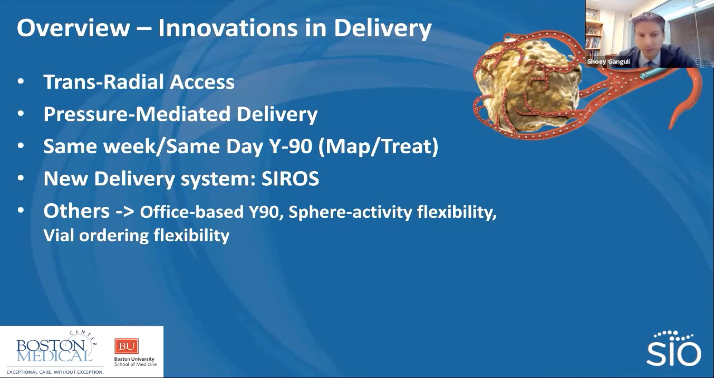And we just heard about office-based Y90. We have a lot more sphere activity flexibility and vial ordering flexibility. And for those of us that have been doing this for a couple of years, these things have really given us a lot of flexibility in treating our patients and help us build our programs.